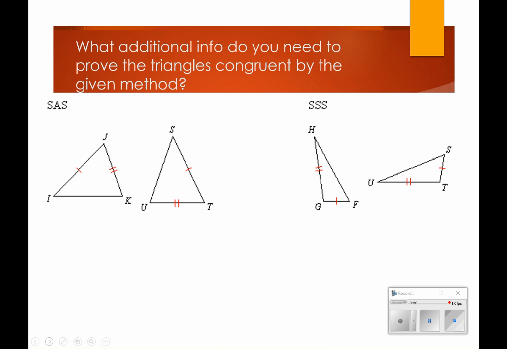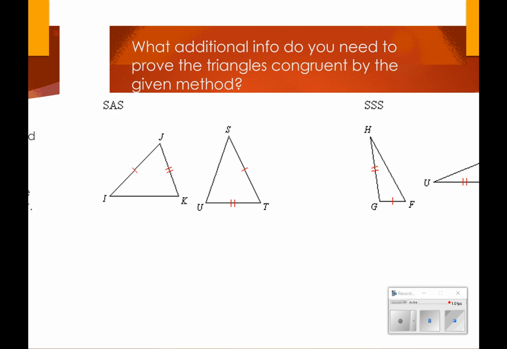What additional info do you need to prove the triangles are congruent by the given method? So go ahead and pause and see if you can get it, and then play. So for side angle side, in order for us to prove that this is congruent by side angle side, I've got to prove that angle J is congruent to angle T, because remember we want that included angle, the one that comes right between them. For the last example, for side, we want FH congruent to SU. And that would prove those triangles are congruent.